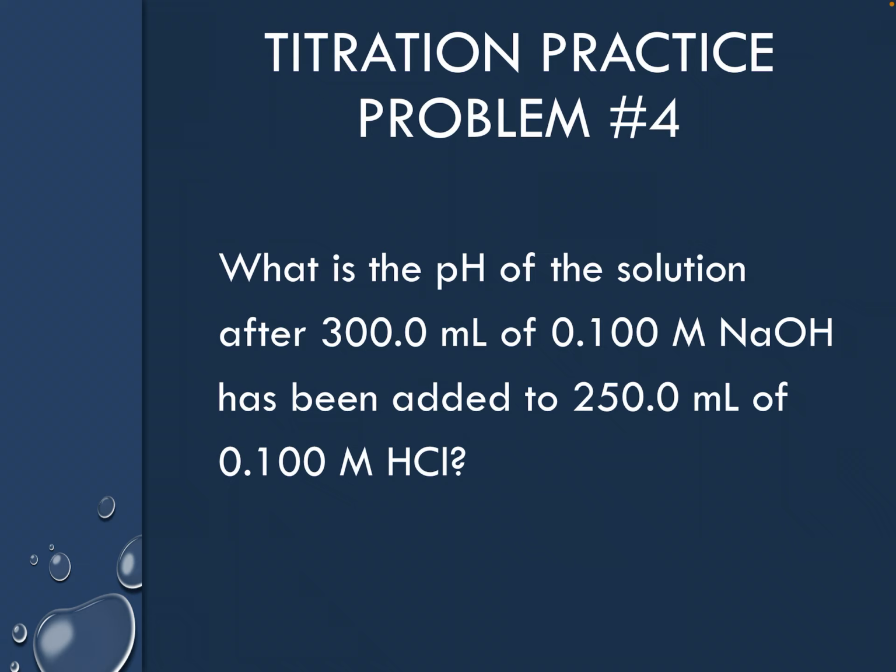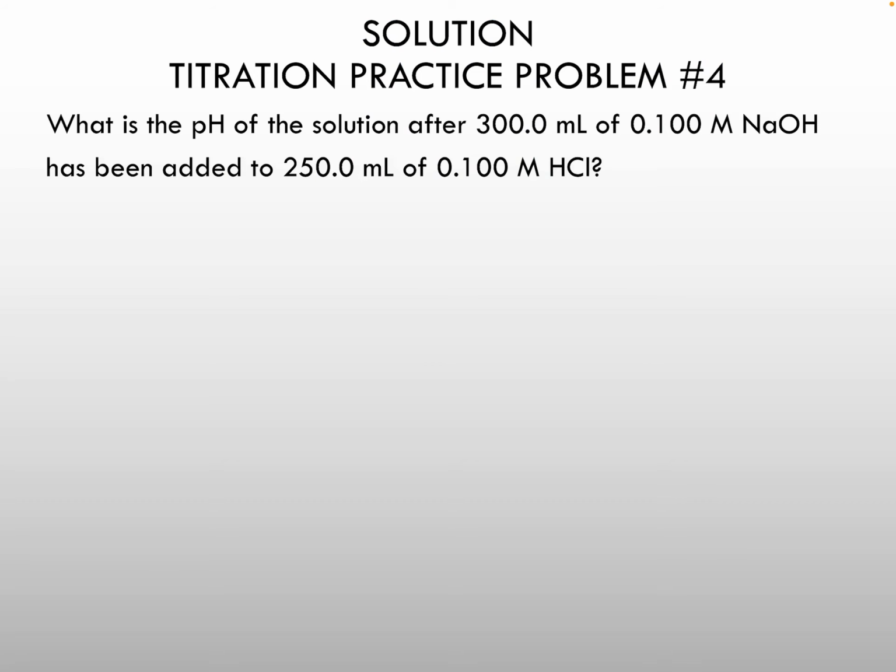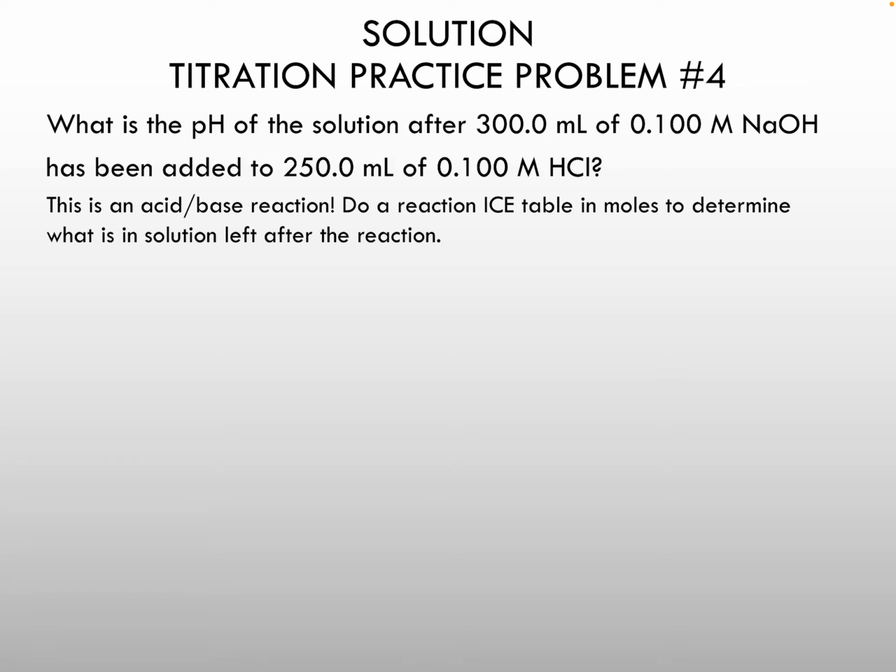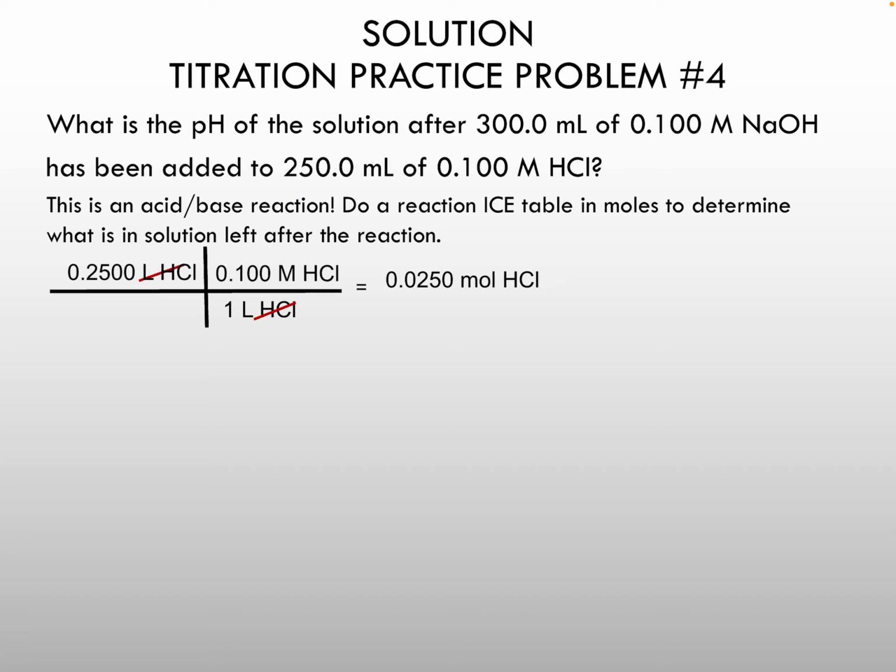All right, let's try another one. This one says, what is the pH of the solution after 300 milliliters of 0.1 molar sodium hydroxide has been added to 250 milliliters of 0.1 molar hydrochloric acid? Again, the first thing we recognize is that this is an acid-base reaction. We're going to figure out our number of moles, do our ICE table, and figure out what's left over.